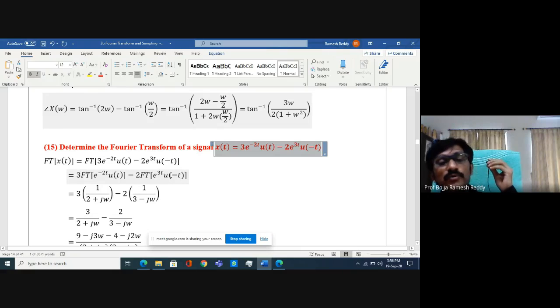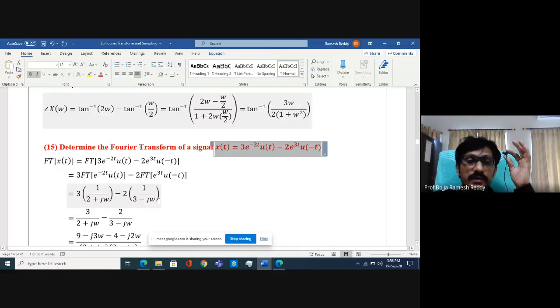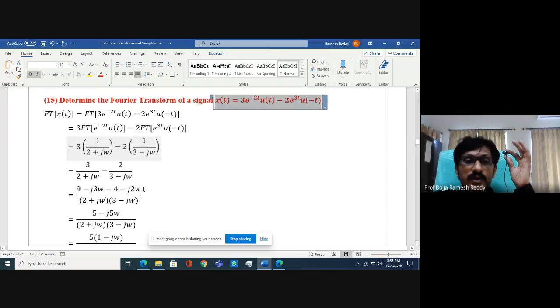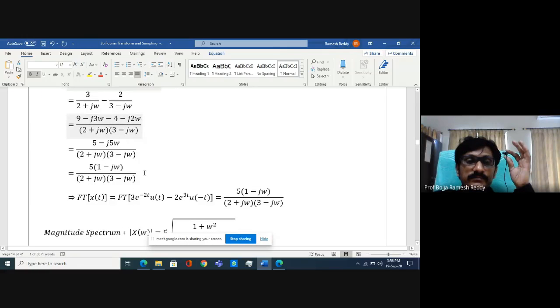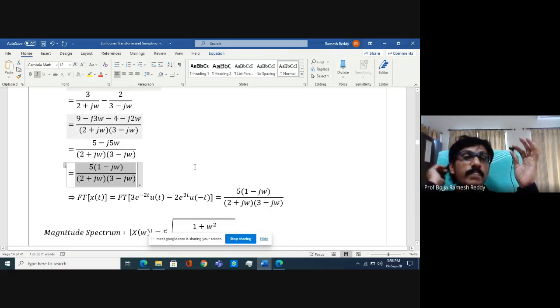Already told you, we have to know the formulas: the frequency domain of a decaying exponential is 1/(a + jω), and of a rising exponential is 1/(a - jω). That's all. Now take the LCM for these two. In the numerator, take the product, and finally we get the answer as 5(1 - jω) divided by (2 + jω)(3 - jω). This is the simplification part.